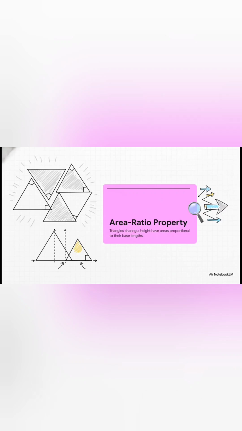So to solve this geometric puzzle and actually understand how all these inner triangles relate to one another, we need our primary detective tool, the area ratio property. This is a foundational rule of geometry. It states that if two triangles share the exact same height, their areas are directly proportional to the lengths of their bases. Basically, it connects a triangle's footprint on the ground directly to its overall size.